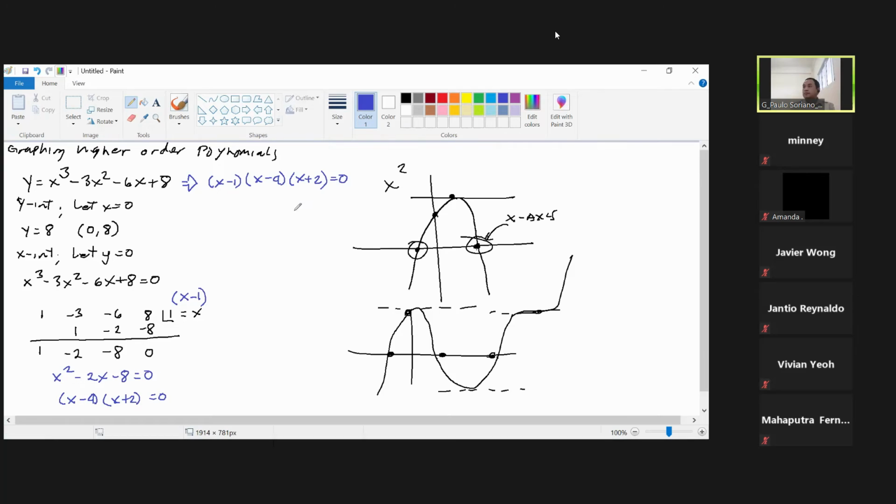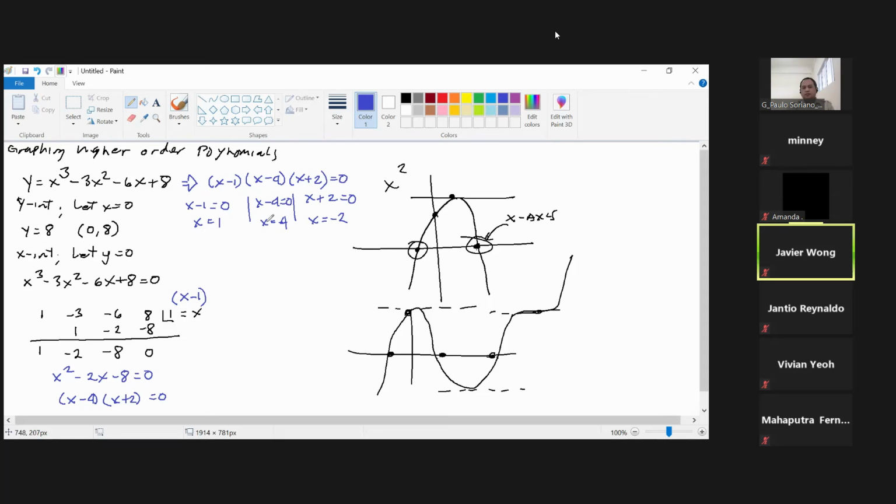So what do you do after this? You find the values of x. This time, instead of cutting it into 2, you have cutting it into 3. x minus 1 equal to 0, x minus 4 equal to 0, and x plus 2 equal to 0. So x is equal to 1, x equal to positive 4, and x equal to negative 2. Okay, you understand this? Yes, teacher.